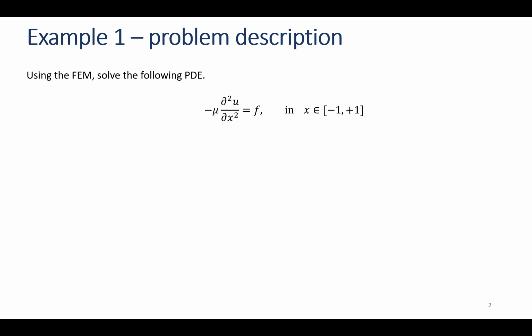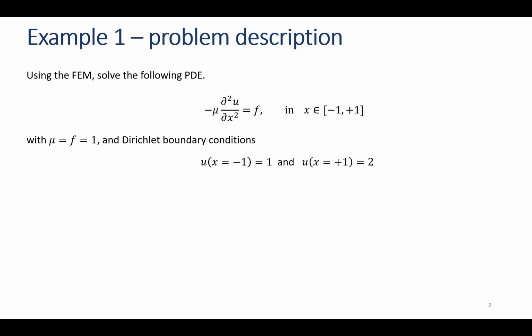Okay, so let us assume this example. We have a 1D linear PDE in the domain spanning from -1 to +1 in the x direction, and we have mu, which is like a diffusion coefficient. We take it as 1, and the source term f we also take it as 1.